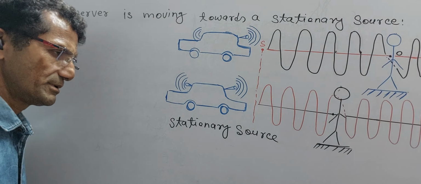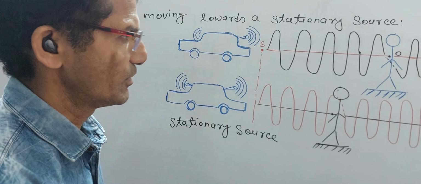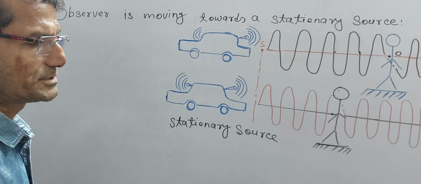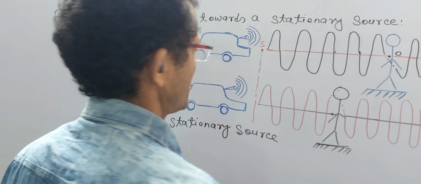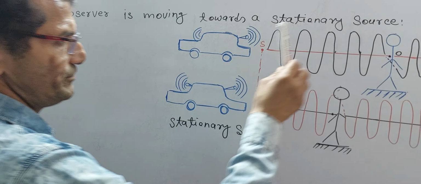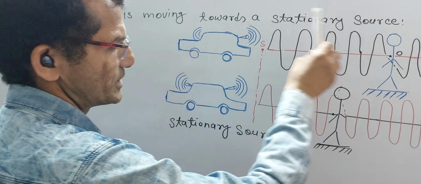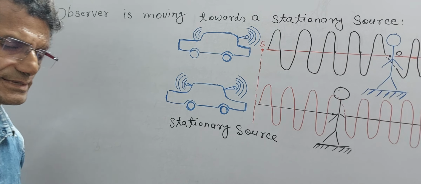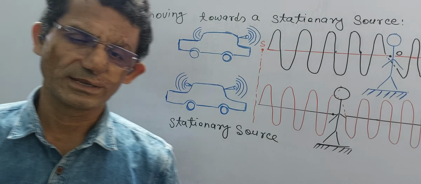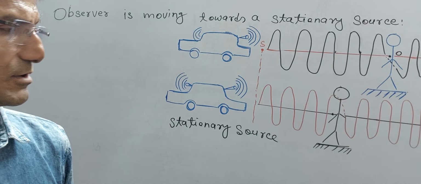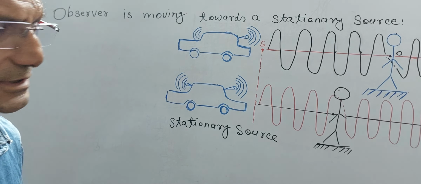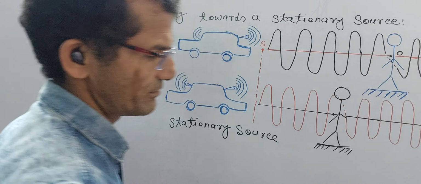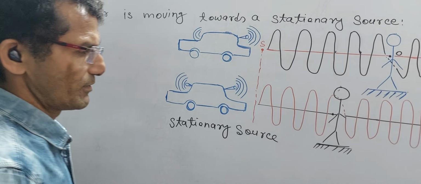But this will not be symmetrical, because when the observer is moving toward the stationary source, and when the source is moving toward the observer at rest, in both cases the frequency will be different. That's why Doppler effect in sound is not symmetrical. So we have some different formulas, but the apparent frequency will be more than that of the original frequency.